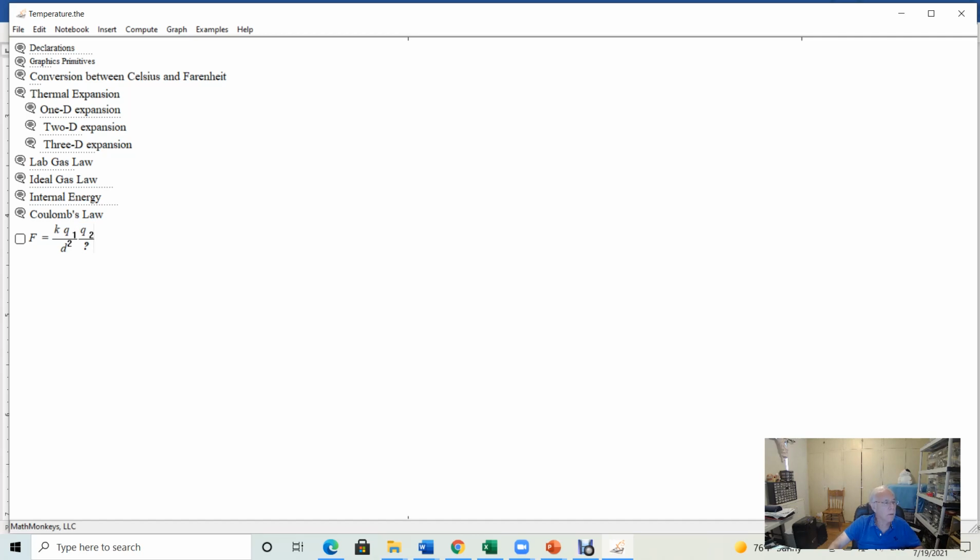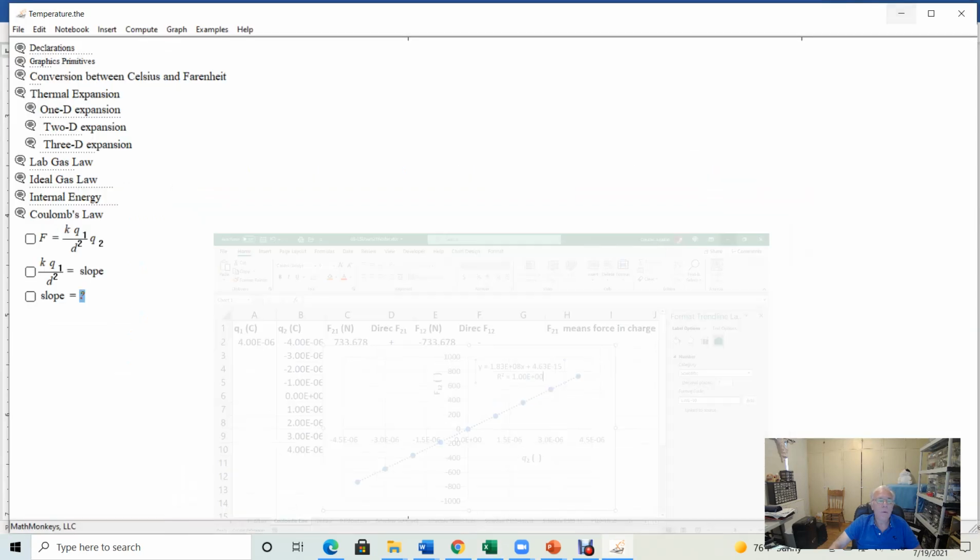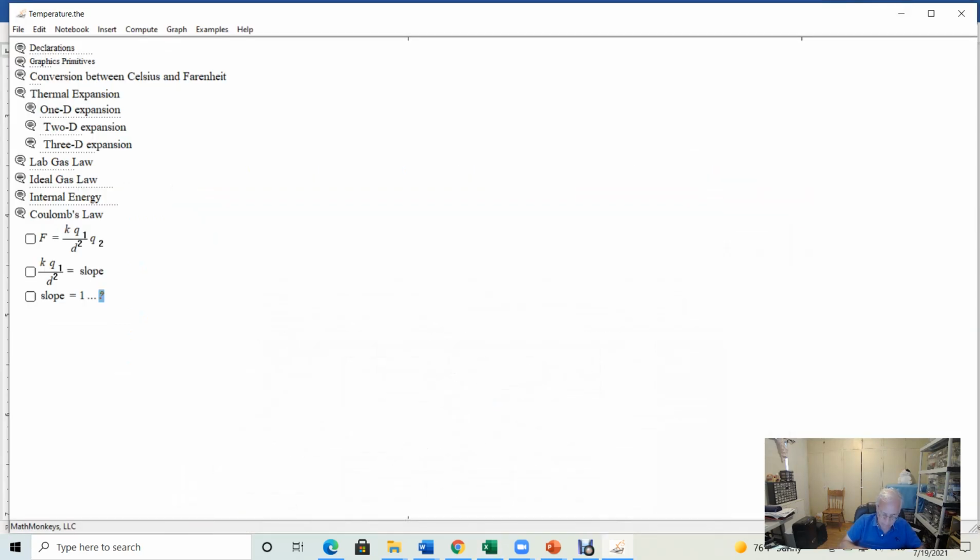Q2. So this is supposed to be the slope of my graph, okay? And the slope that I got, get the right units. Don't forget to get the right units. The slope that I got in the graph, 1.83 times 10 to the 8.